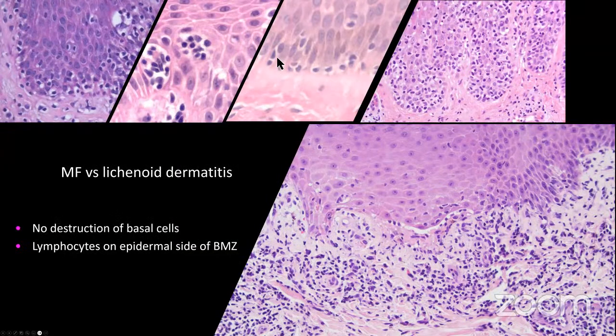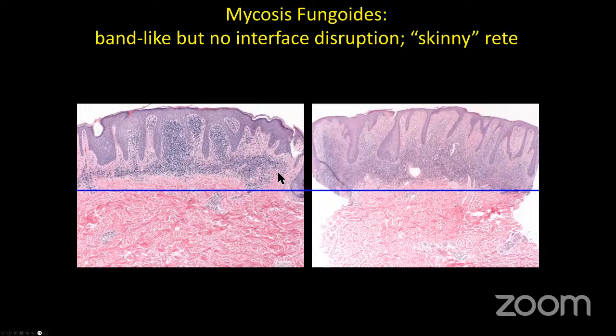Sometimes you can have it beading along the base of the epidermis, but it's on the epidermal side, and each of these has a halo around it, so we refer to it as lymphocytes in every hole. Marked epidermotropism here of these atypical lymphocytes, in contrast to destruction of the basal layer in a benign lichenoid dermatitis. Also, again, it tends to be very band-like, but not really causing sawtooth alteration of the rete. A lot of times with MF, you get these little skinny rete.